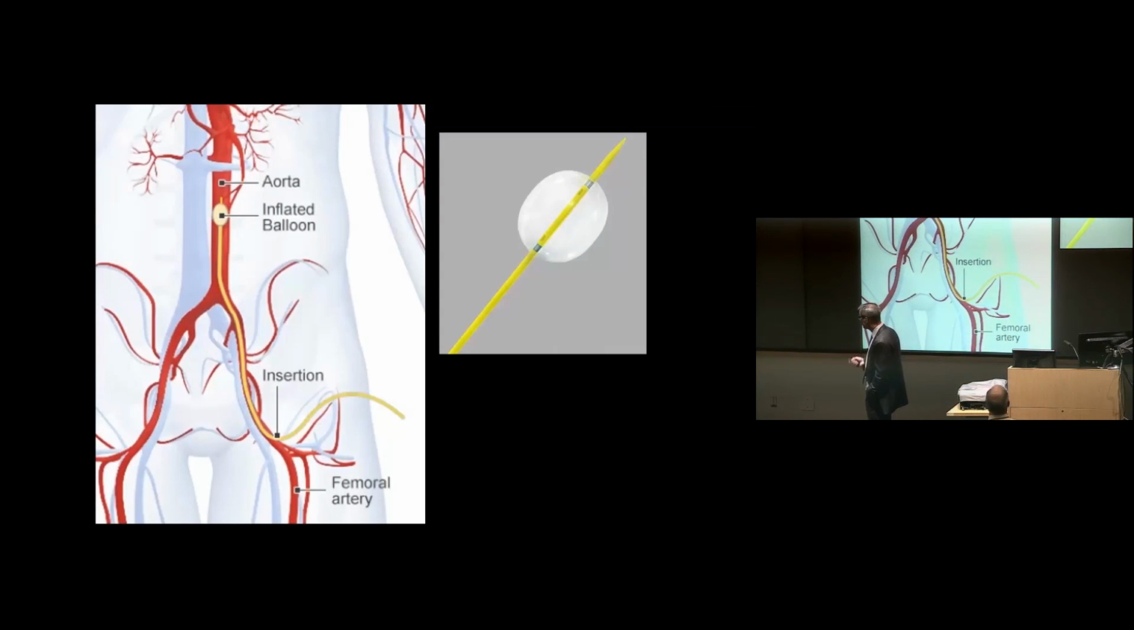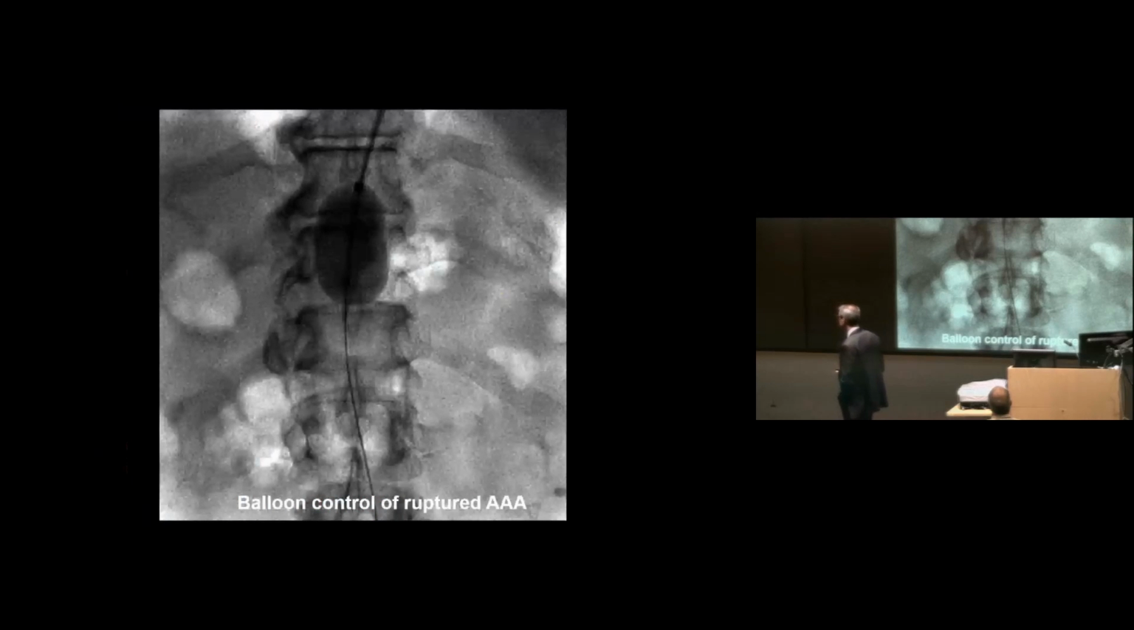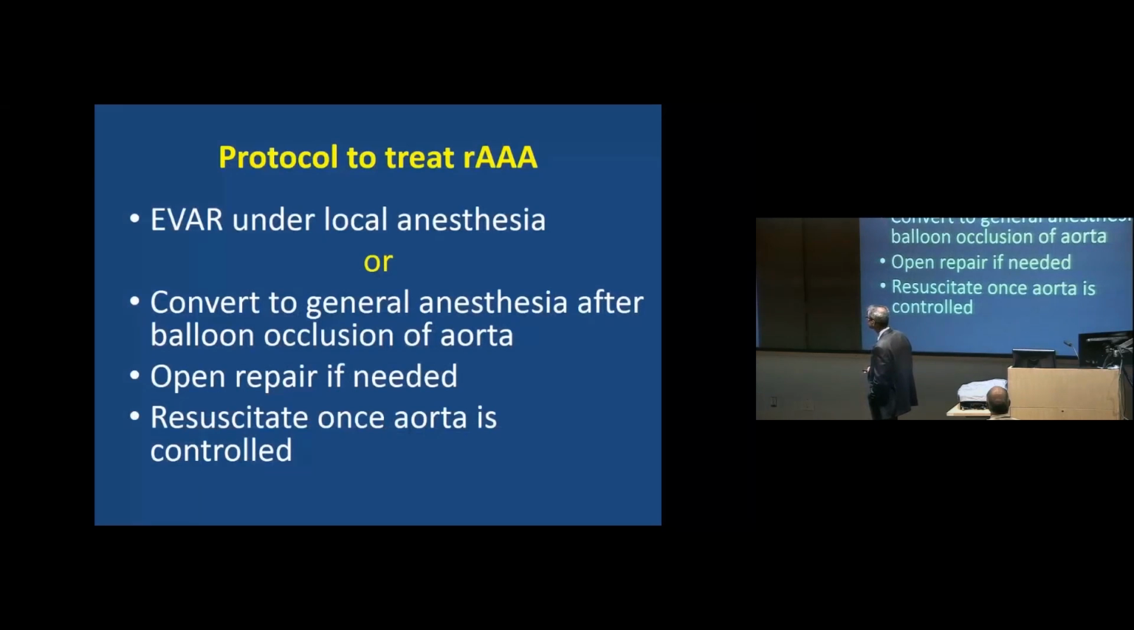This is the balloon occlusion concept, so we talk about that. We get the patients to the operating room under local anesthesia. We access the groins, we put a balloon in. So the balloon is a compliant balloon, so you insert a stiff wire up into the aorta, take a long sheath to help support that balloon, and that balloon is placed under fluoroscopic guidance into the aorta proximal to the aneurysm, and this is just a fluoroscopic image of an inflated balloon in the aorta to control a ruptured aortic aneurysm. So the protocol is we either continue and complete the endovascular repair under local anesthesia, or we can convert to general anesthesia.